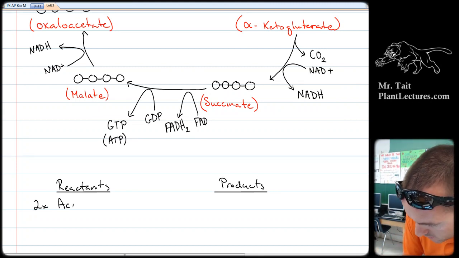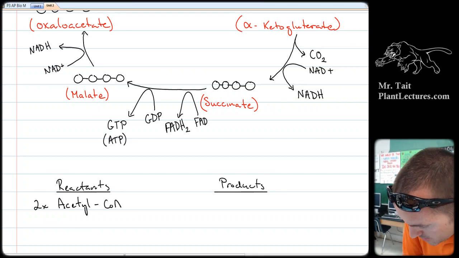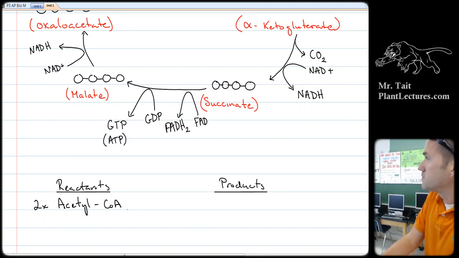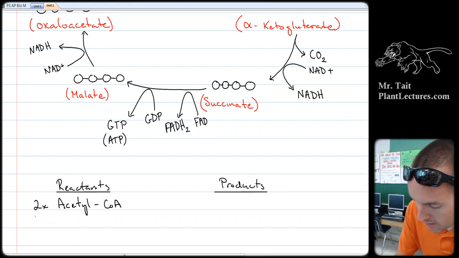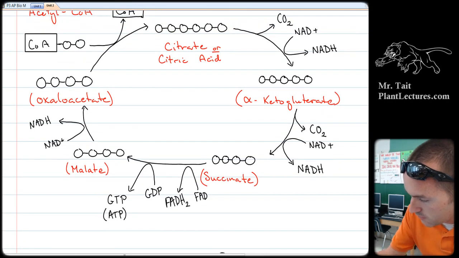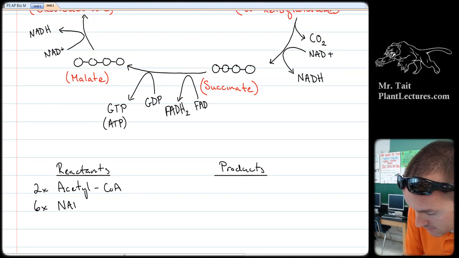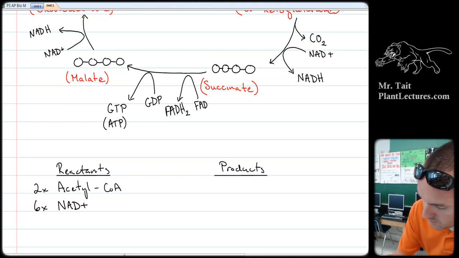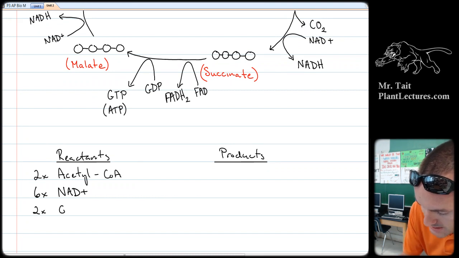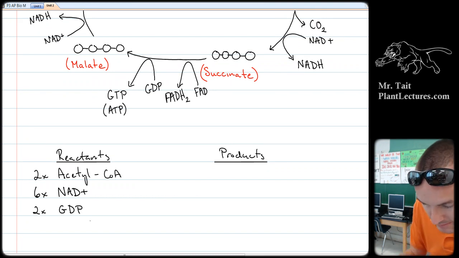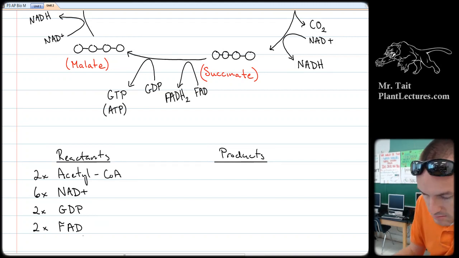Two acetyl-coenzyme A's. Yes. This is reactants and products per glucose molecule. All right, so 2 acetyl-coenzyme A's. So we are going to need 6 because we're going to produce 3 per cycle. So we'll need 6 total NAD pluses. 2 GDPs, guanosine diphosphates, 2 FADs.